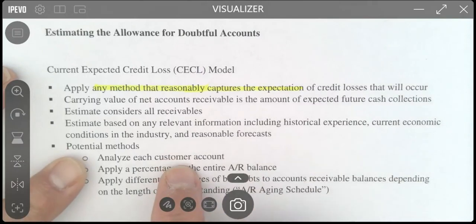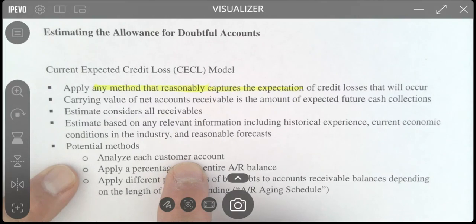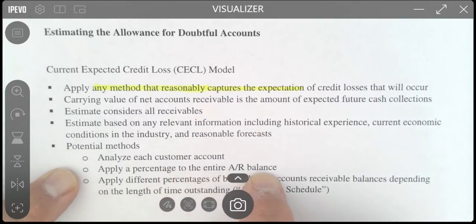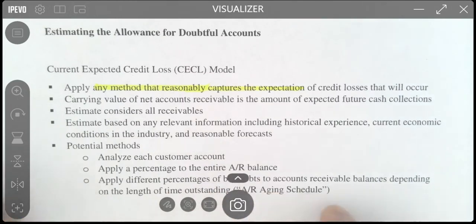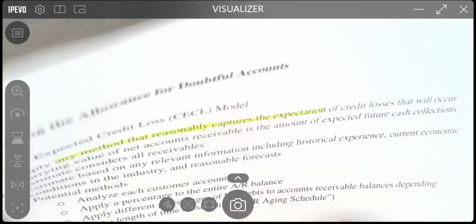Potential methods include analyzing each customer account, if that's a realistic possibility. With most companies, it's not, because there are just too many of them. Apply a percentage to the entire accounts receivable balance. That's what we did in the Porter Consulting case. Or apply a percentage of bad debts to accounts receivable balances depending on the length of time that receivable has been outstanding. That's called an accounts receivable aging schedule. Let's look at an example of that.